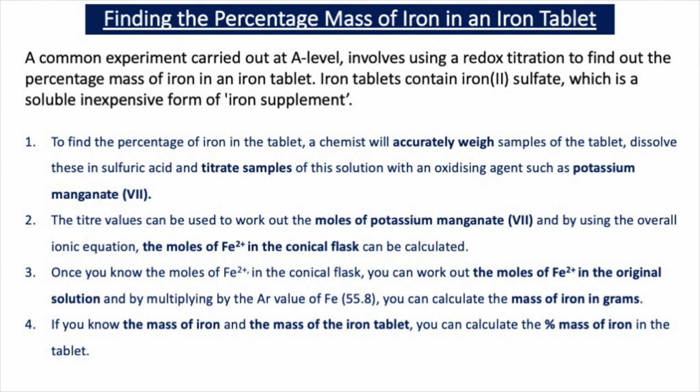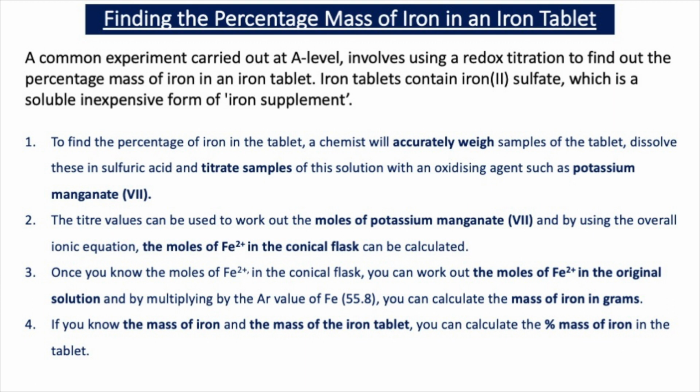A chemist will accurately weigh samples of the tablet and dissolve these in sulfuric acid, and then titrate samples of this solution with an oxidizing agent such as potassium manganate(VII). Now the titre values can be used to work out the moles of potassium manganate(VII), and by using the overall ionic equation you can work out the moles of Fe2+ in the conical flask.